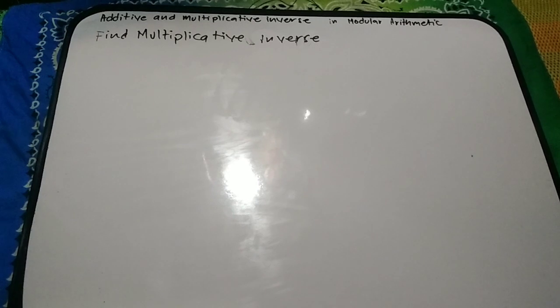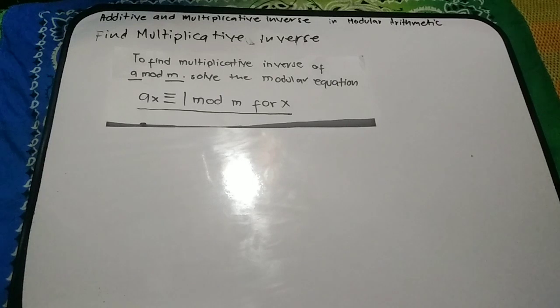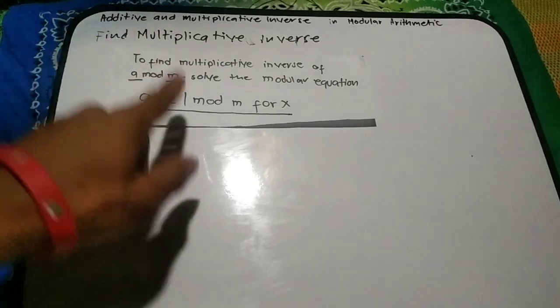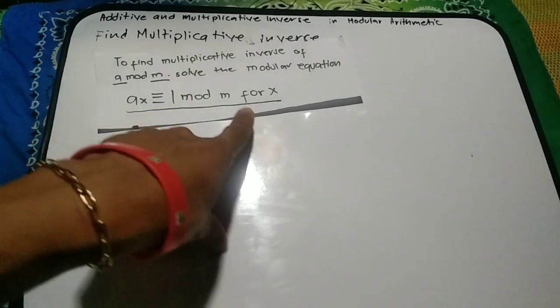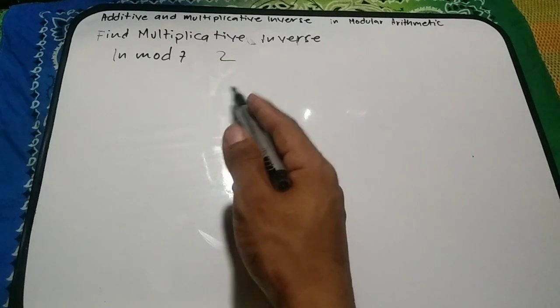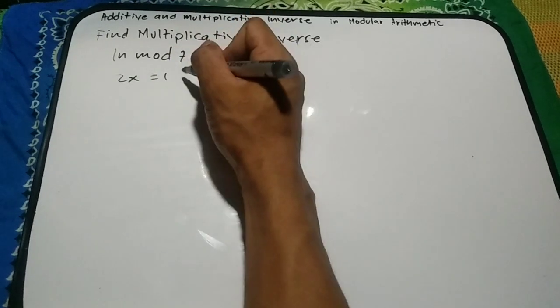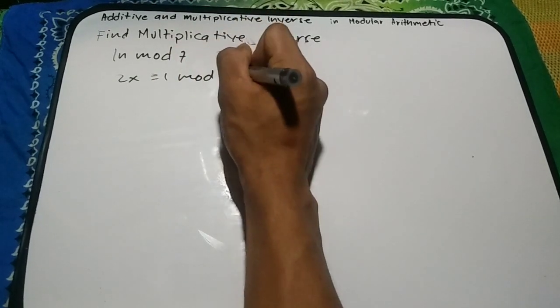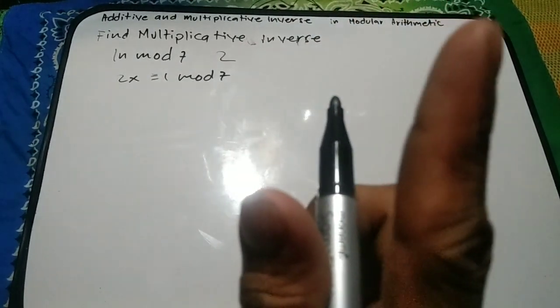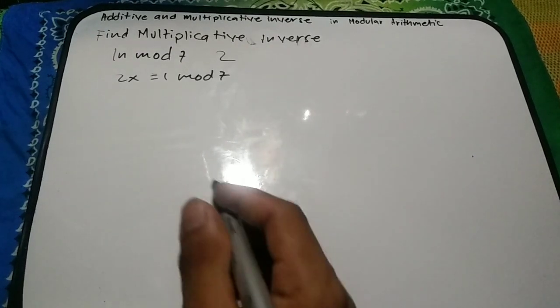Let's talk about multiplicative inverse. To find the multiplicative inverse of A mod M, solve the modular equation AX congruent to 1 mod M for X. For example, in mod 7 arithmetic, find the multiplicative inverse of 2. Solve the equation 2x congruent to 1 mod 7 by trying different natural number values of x less than the modulus.